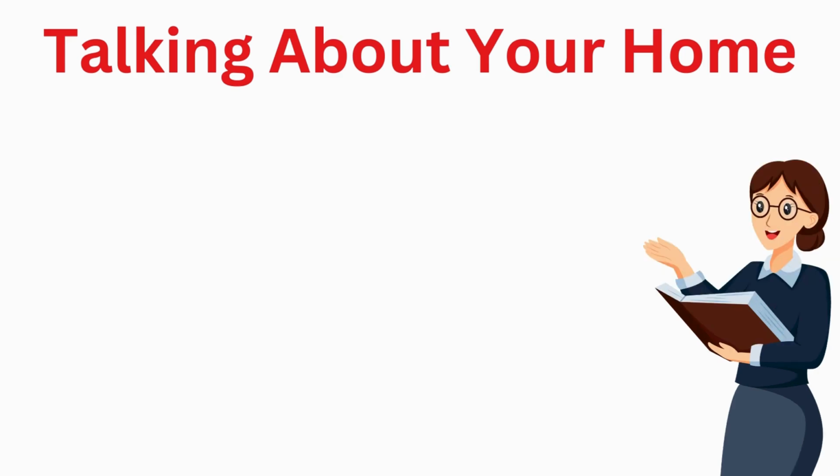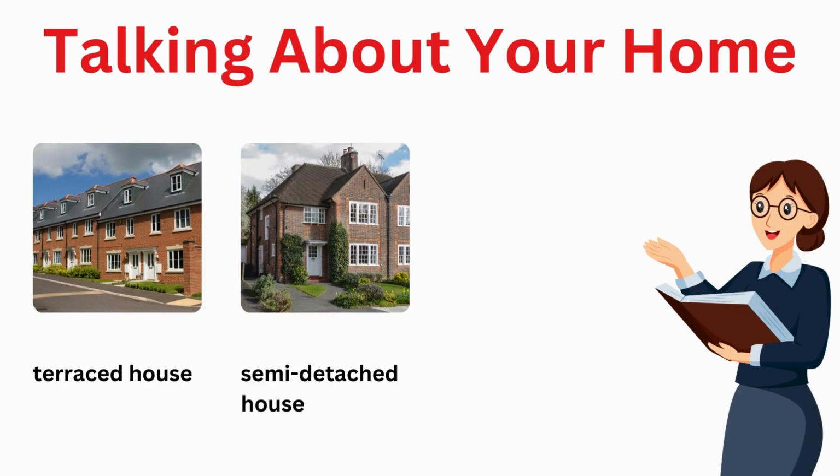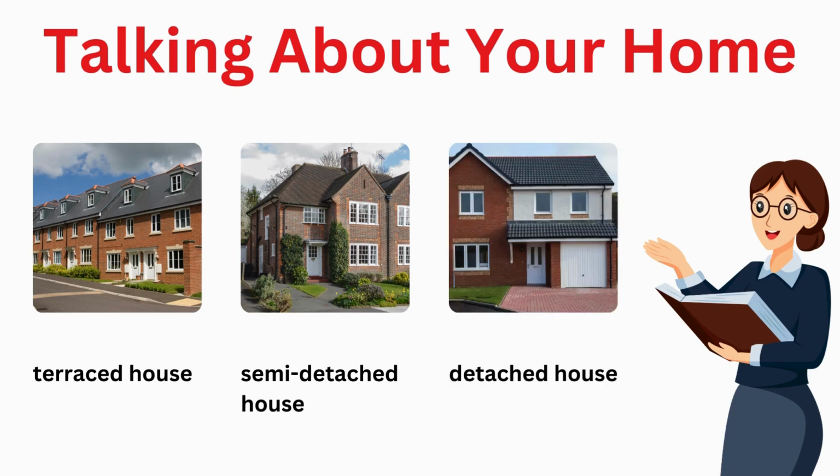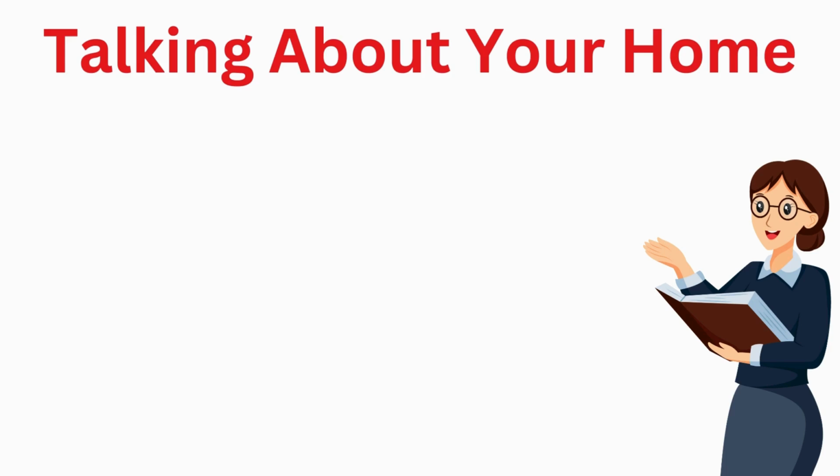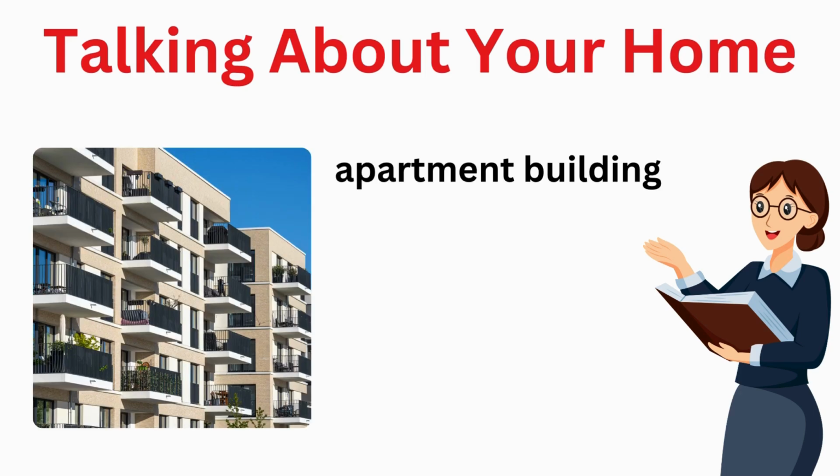For example, do you live in a terraced house, a semi-detached house, or a detached house? Terraced houses have other houses on both sides. A semi-detached house has another house just on one side, and a detached house stands by itself. Detached houses are usually larger and more expensive. Terraced houses are usually smaller and cheaper. What kinds of houses are more common in your country? What about apartments? Many apartments are in apartment buildings. Easy enough, right?